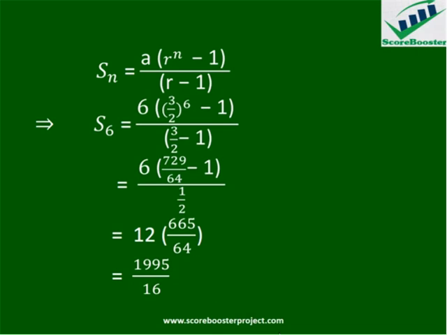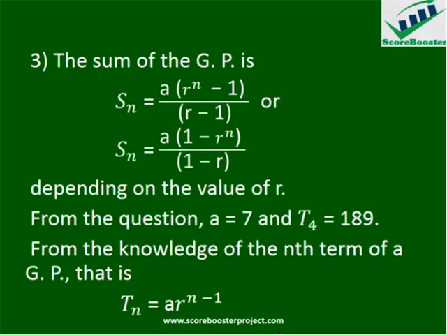Now we move to the solution of the third question. In the third question, we were given the value of the first term to be 7 and the value of the fourth term to be 189. But we don't know the value of the common ratio, and we are asked to find the sum of the first 3 terms of that particular progression that has its first term to be 7 and the fourth term to be 189.